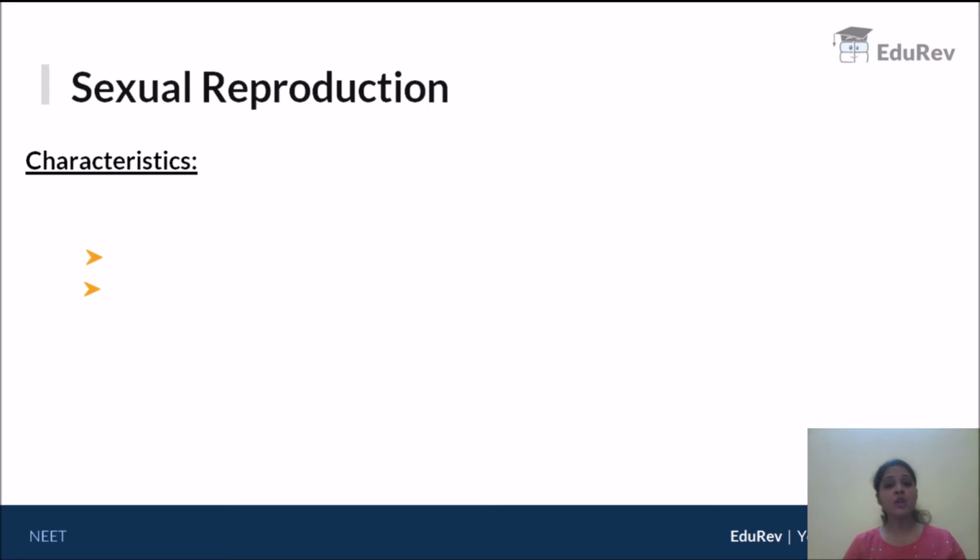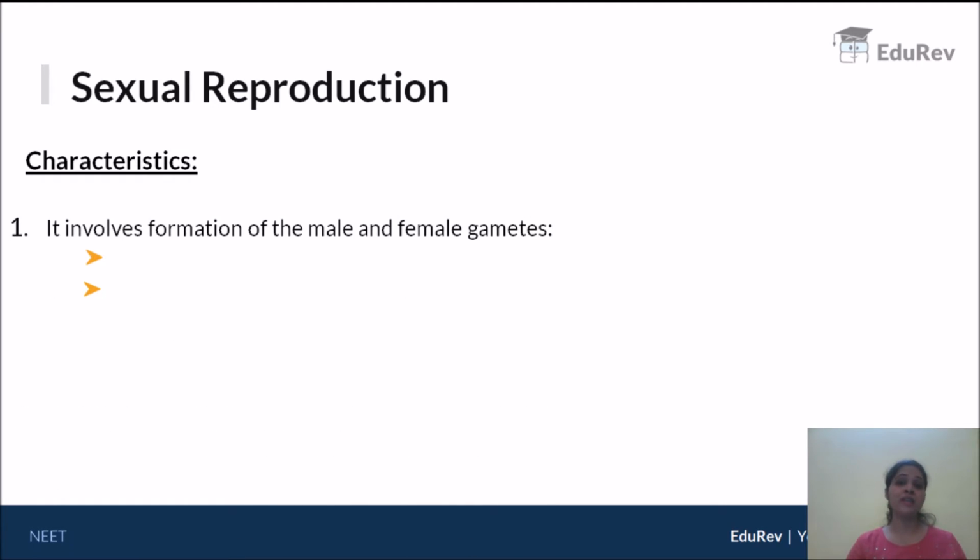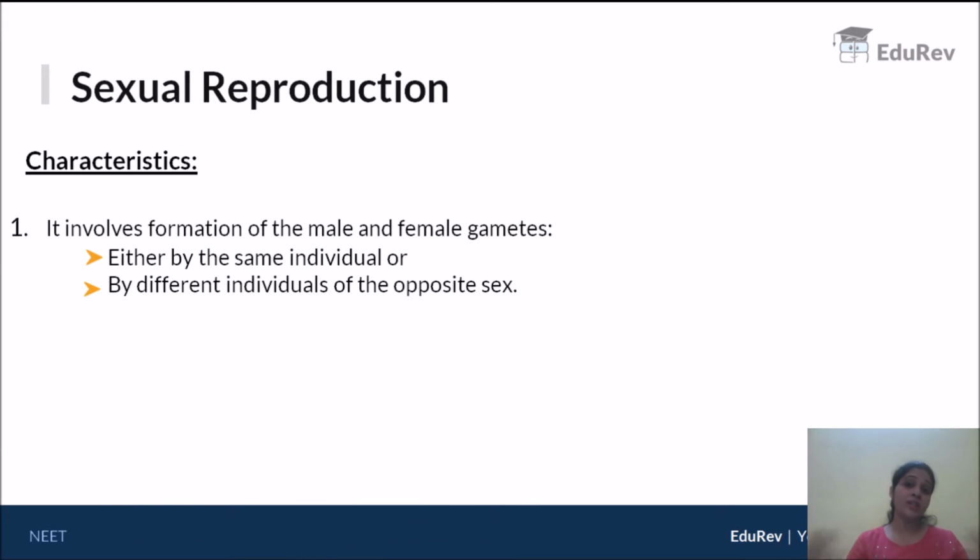Now, to start off with an introduction on sexual reproduction, obviously we know that sexual reproduction requires two gametes to fuse together, and there are four important characteristics that we must consider. The first characteristic is, obviously, if you want gametes to fuse, you must have the formation of the male and the female gamete. However, male and female gametes can be formed in two different ways. For example, both gametes can be formed within the same individual, or you can form them using two different individuals, in other words, two opposite sexes.